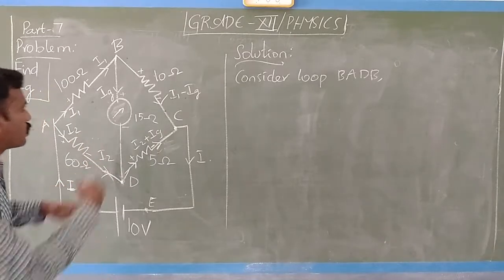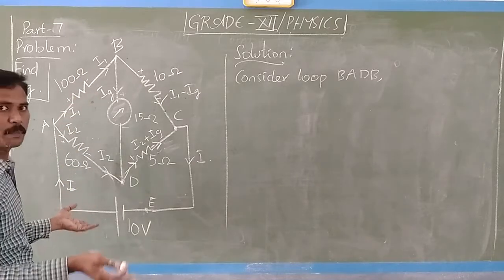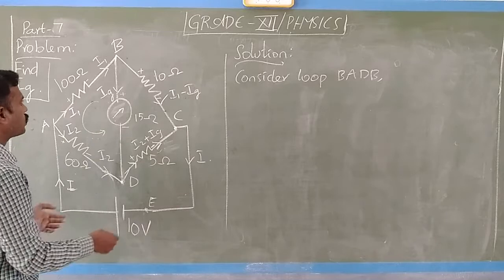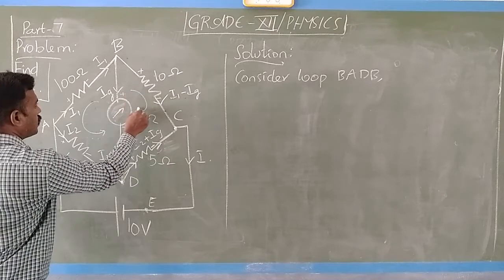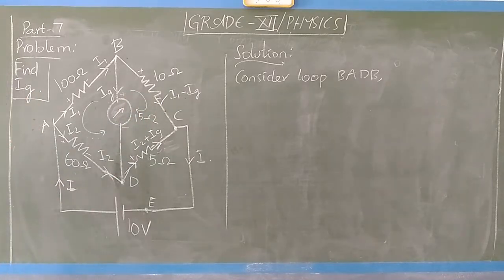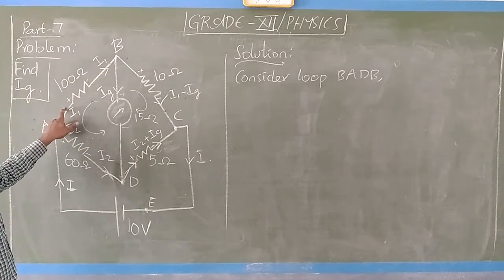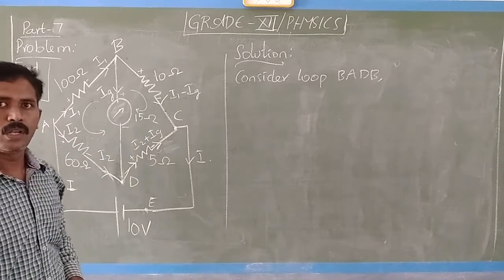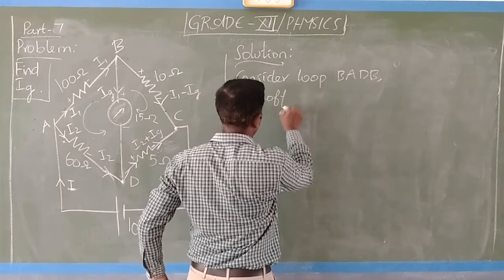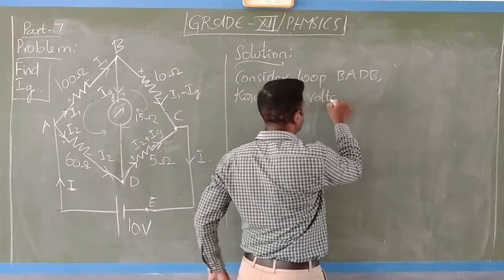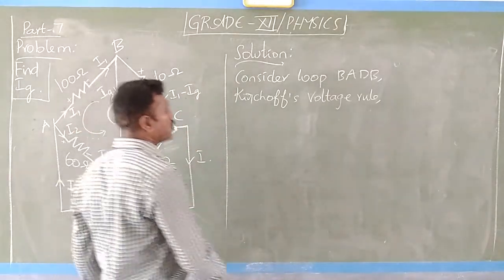Now I will go on to the loop concept. So first I will consider this loop. I am taking the loop randomly, it need not be done only this way. So this is one loop, and I consider the loop B, A, D, B. So B to A is negative to positive, first drop. I am using Kirchhoff's voltage rule. What is the voltage rule? That is, the sum of all the drops is 0. That is okay.